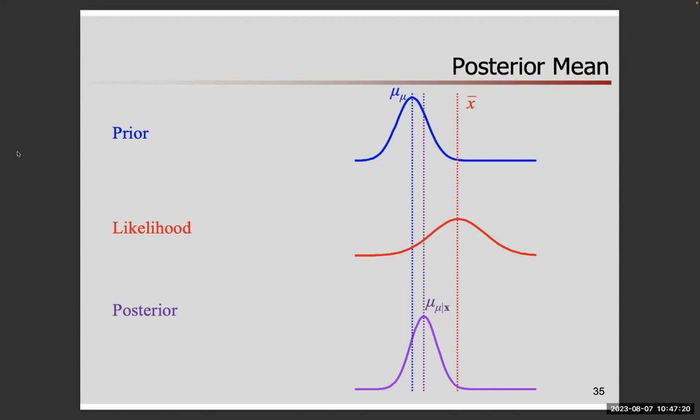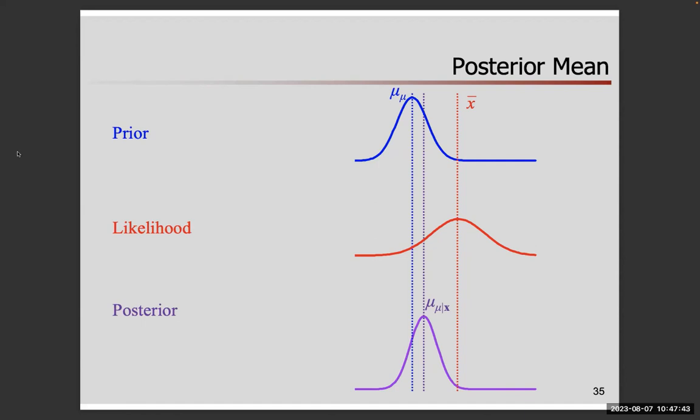In this situation, I've plotted the posterior mean there in purple. Again, I like to get complicated with subscripts. In purple, mu sub x indicates this is the mean of the parameter mu given the data x in the posterior. It's closer to the blue than it is to the red. Hopefully we can visualize this.